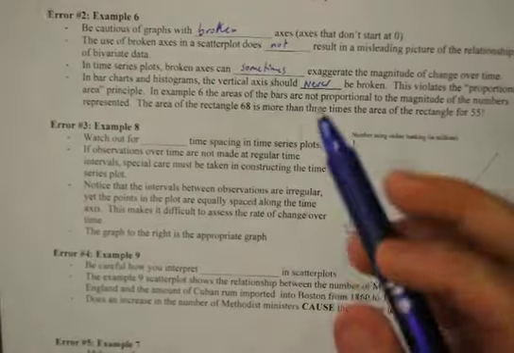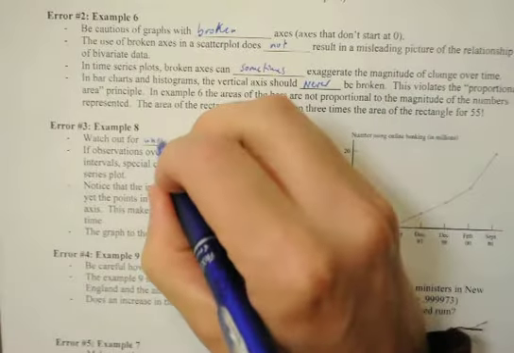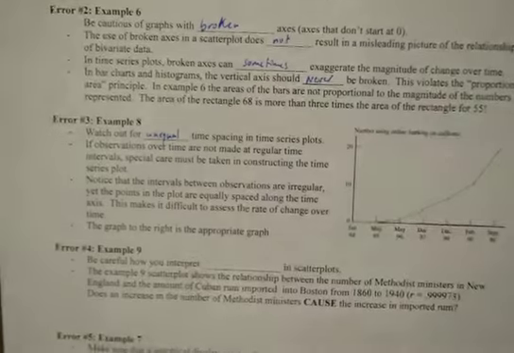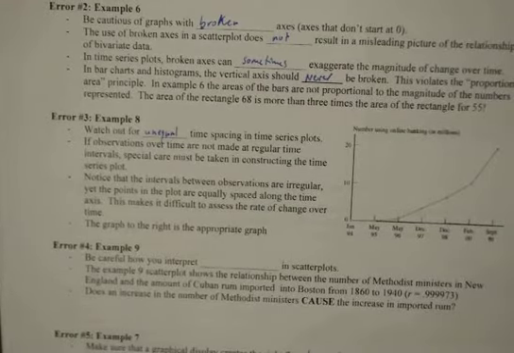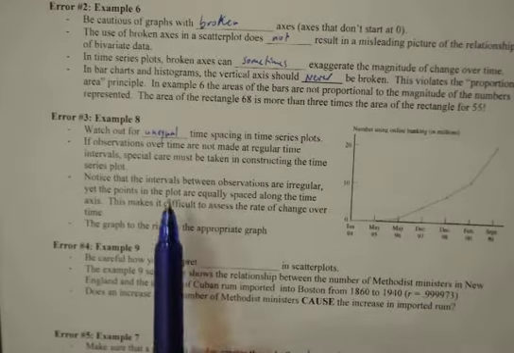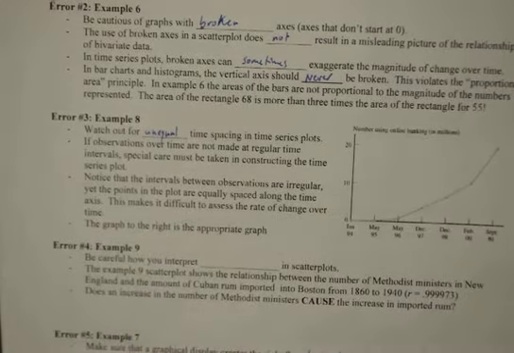Example 8. Watch out for unequal time spacing in time series plots. And that's that. You can read over that.